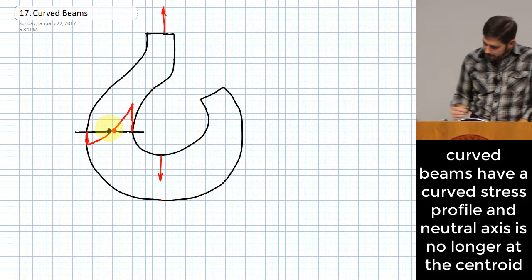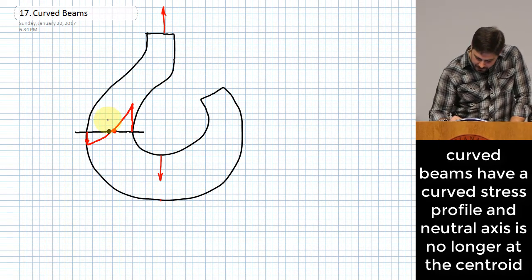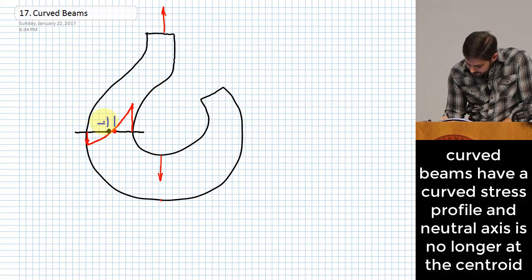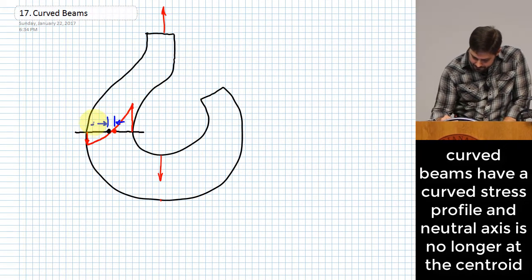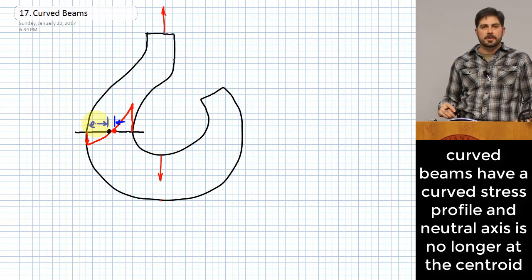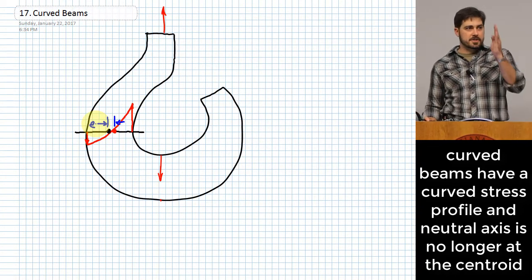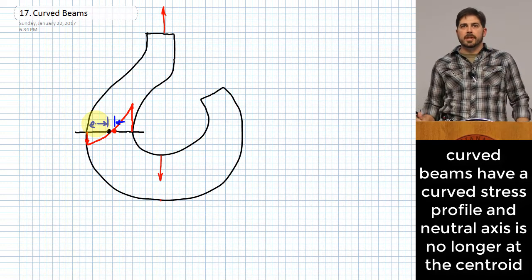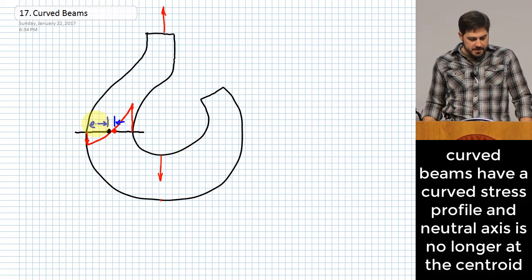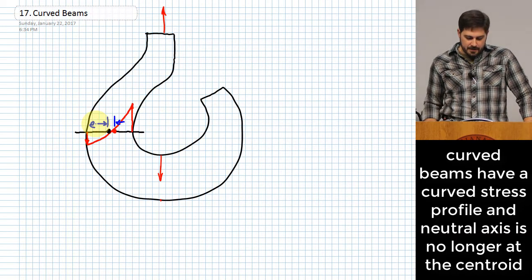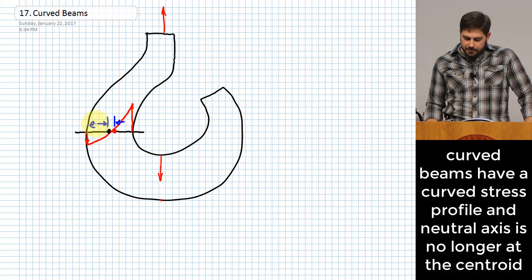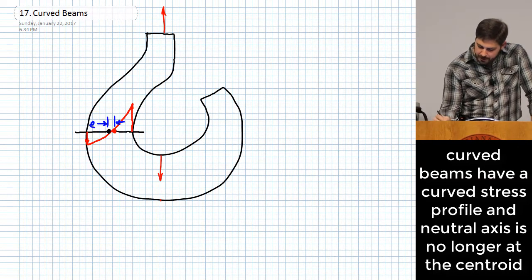One of the parameters that goes into the analysis of these is what they call e, which I believe stands for eccentricity. That talks about how far apart those two locations are, the location of the centroid and the location of the neutral axis. So that's one of a couple of the items that I wanted to talk through: this stress profile is nonlinear, and it creates this situation where the neutral axis is no longer located at the centroid.